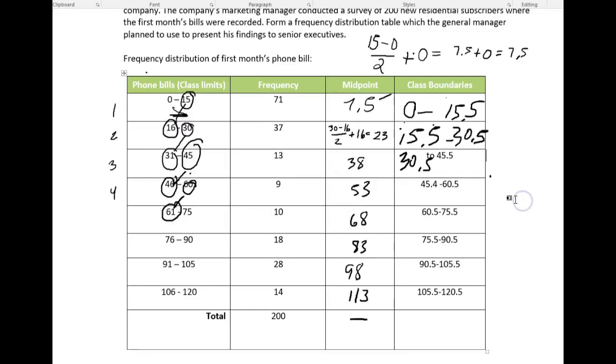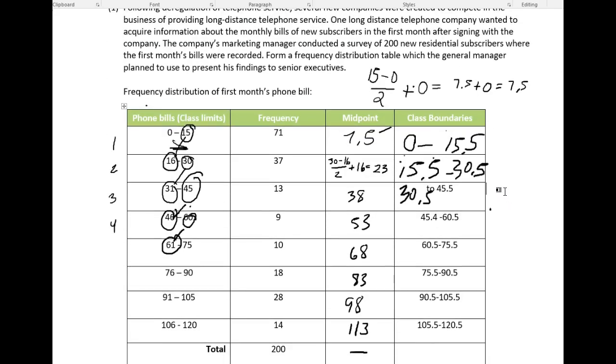Great. Well, I hope this clears up any questions that you had in regards to midpoint and class boundaries.